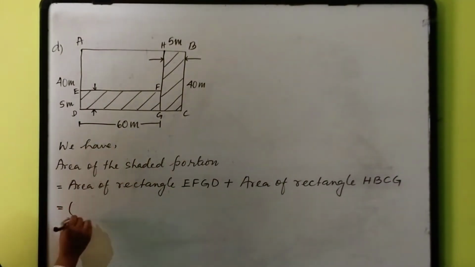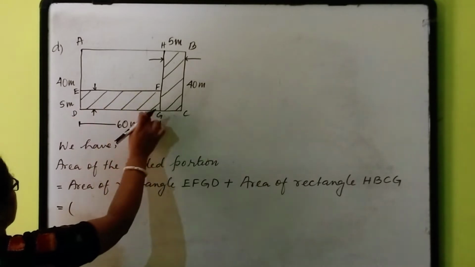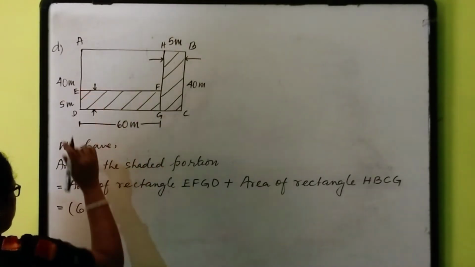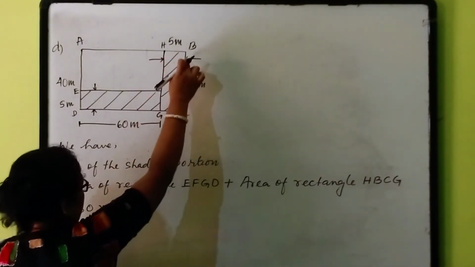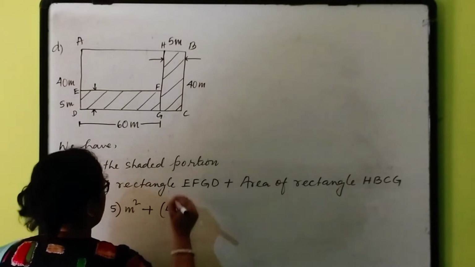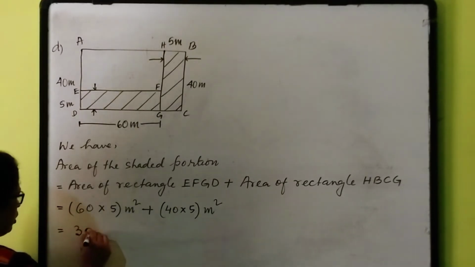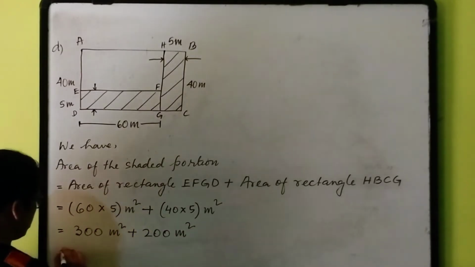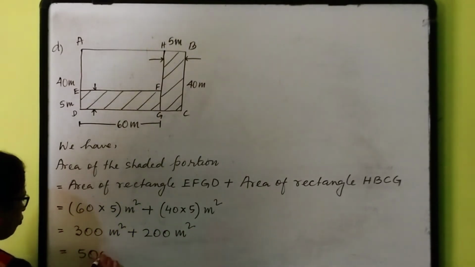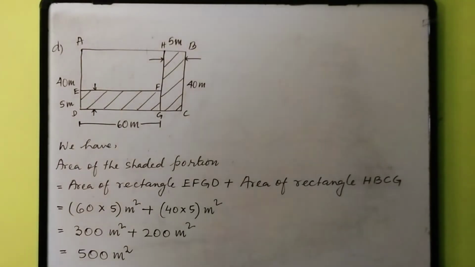Okay, then let me find it out. Length into breadth. Area of this rectangle, GD, its length is 60. 60 into 5 square meter plus this one. This rectangle length is 40, 40 into 5 square meter. Then 60 into 5 is 300 square meter plus 200 square meter. 300 plus 200, it is your 500 square meter. Okay? This is the area of the shaded portion.